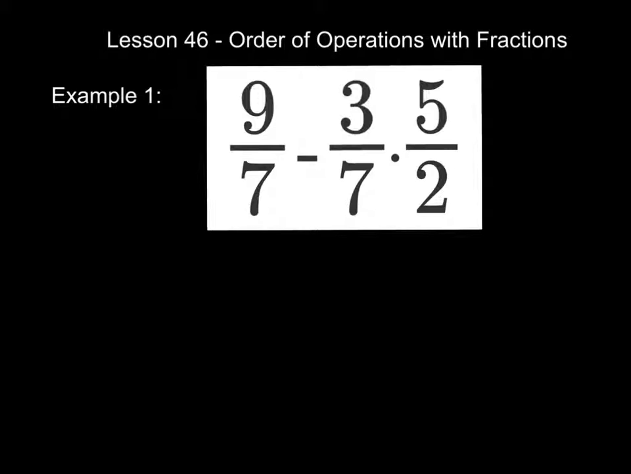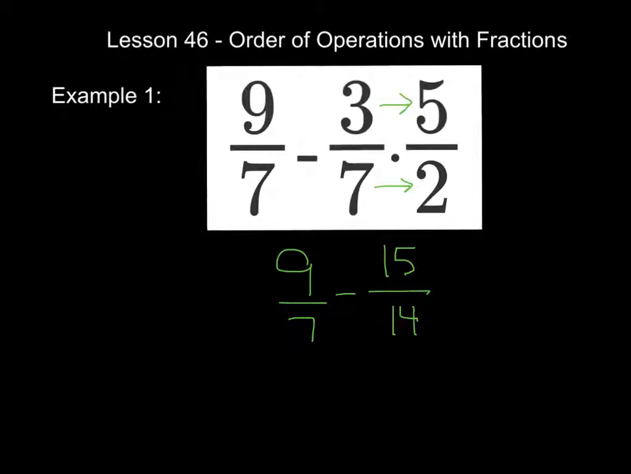Remember, in multiplication, we don't have to get a common denominator. We simply multiply top times top and bottom times bottom. We can cancel top to bottom or diagonally, but in this particular problem, we don't have anything that will cancel. So when we multiply 3/7 times 5/2, we get 15 over 14. Now we can deal with the rest of the problem. We're left with 9/7 minus 15/14.